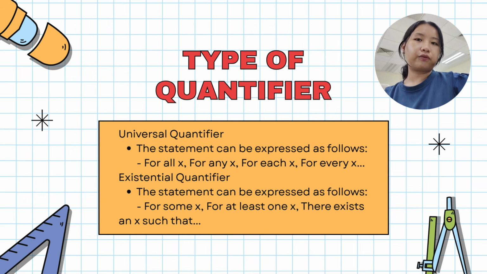The statement of universal quantifier can be expressed by using for all x, for any x, for each x, for every x. The existential quantifier can be expressed such as for some x, for at least one x, there exists an x such that.